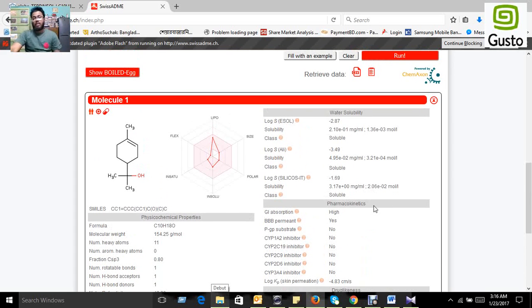Whenever a compound passes all the parameters, then we go for further lab experiments, and if a compound can fulfill all the criteria, then it will get a certificate as a safe drug, and it will be available for human consumption for a particular disease.